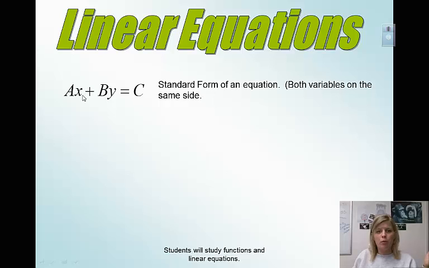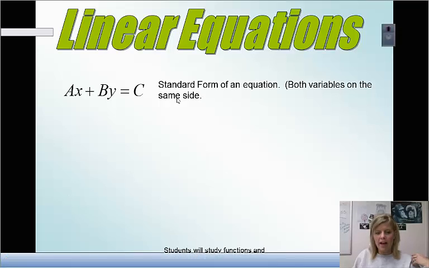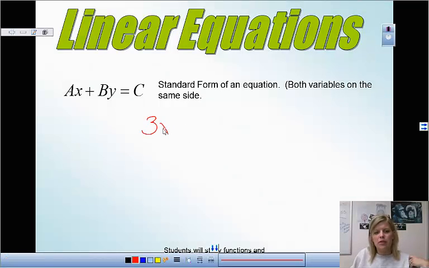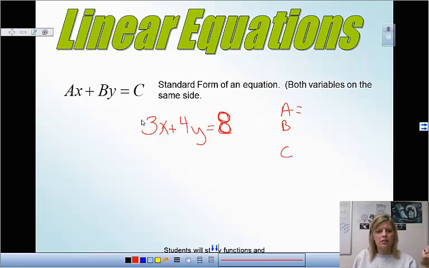The standard form, where it is ax plus by equals c. We might get into that later on in the year, but just showing you that if I had an equation and it said 3x plus 4y equals, let's go with 8. Excuse my bad handwriting right now. All right, what is a, b, and c? Well, what is in the a spot? 3. What's in the b spot? 4. What's in the c spot? 8. So it's not really anything difficult.